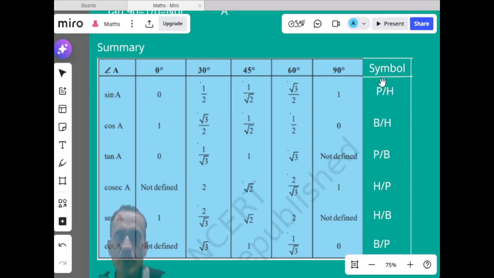A good way to remember what these symbols mean is Pandit Padri Prasad Hari Hari Bol. With this you can remember the symbols for sin A, cos, tan, and cosec, sec, and cot. The order is sin, cos, tan, and the reciprocal of sin is cosec, of cos is sec A, and of tan is cot A.